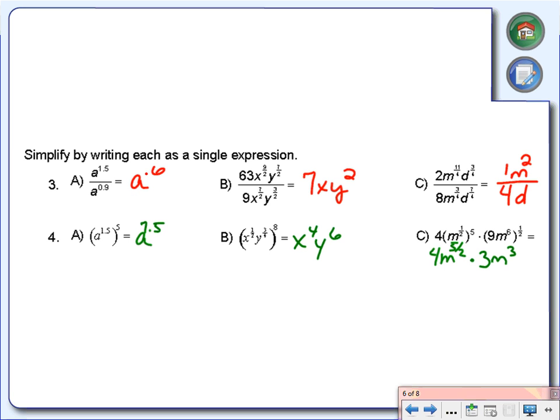Let's multiply these two things together here. 4 times 3 would give me a 12. Since I'm multiplying, I need to add up those exponents. What do you get when you add 5 over 2 plus 3? But give me the fraction. 11 over 2. That is correct. So we end up with 12m to the 11 over 2 power.